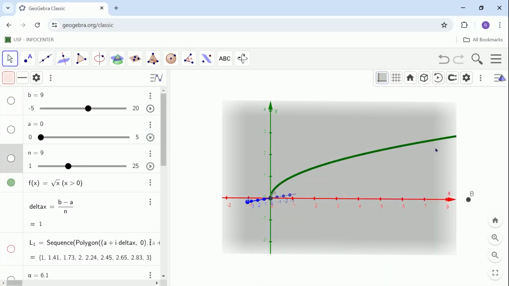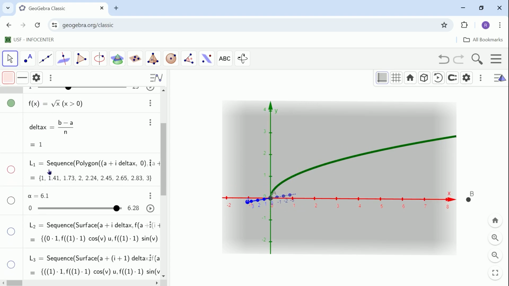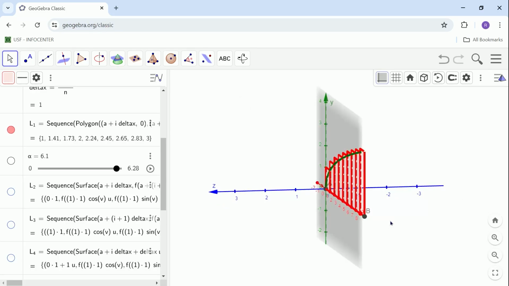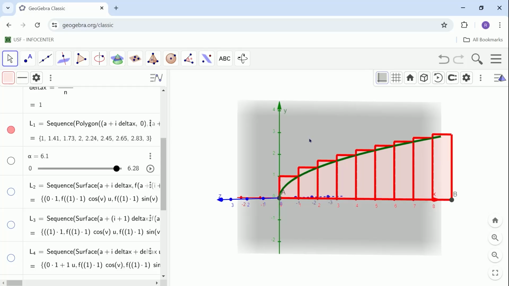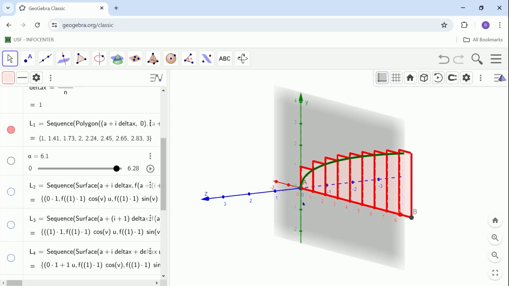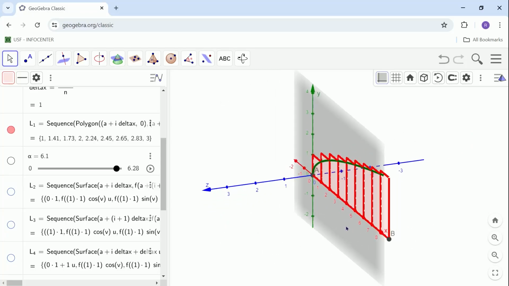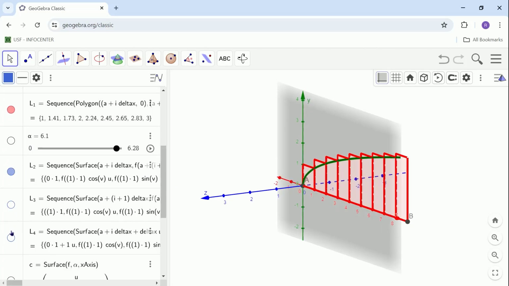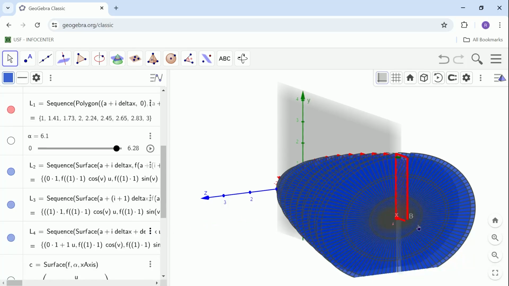All right, so here we've got our square root function plotted. And what I'm going to do first is turn on the rectangle approximations. So you've got each of your rectangle approximations for the area under the curve. Now imagine taking each of these rectangles and rotating them around the x-axis. The green here is the y-axis, red is the x-axis. We're going to take each of those rectangles and rotate them. That's what we get when I turn on these settings here.